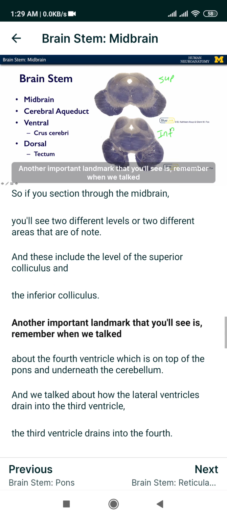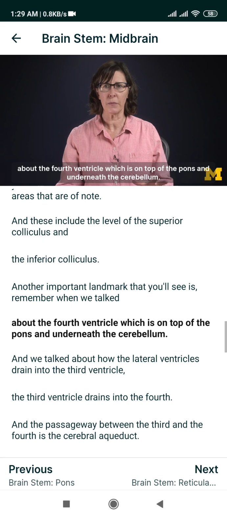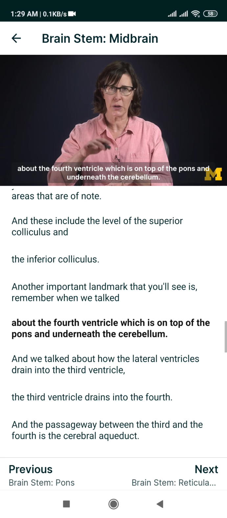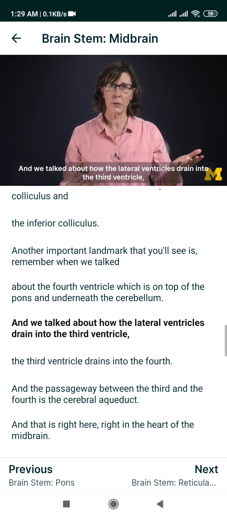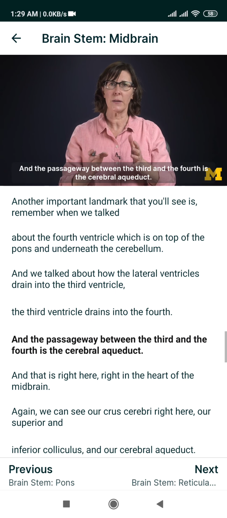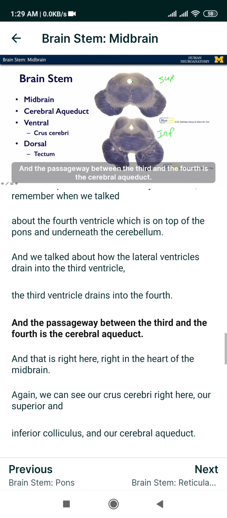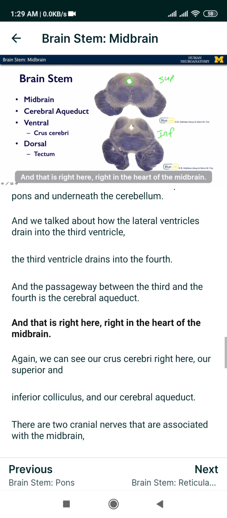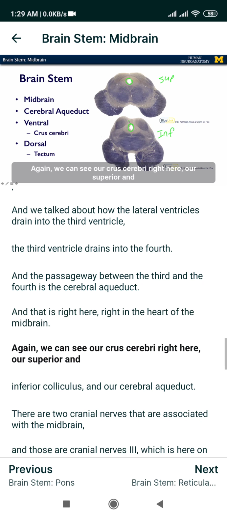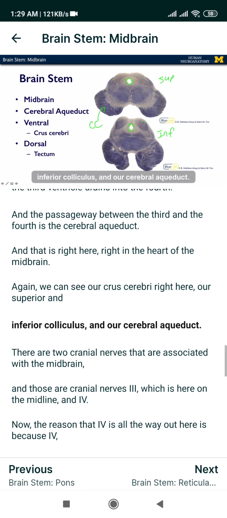Another important landmark that you'll see is, remember we talked about the 4th ventricle, which is on top of the pons and underneath the cerebellum, and we talked about how the lateral ventricles drain into the 3rd ventricle, the 3rd ventricle drains into the 4th, and the passageway between the 3rd and the 4th is the cerebral aqueduct, and that is right here, right in the heart of the midbrain. Again, we can see our crus cerebri right here, our superior and inferior colliculus, and our cerebral aqueduct.